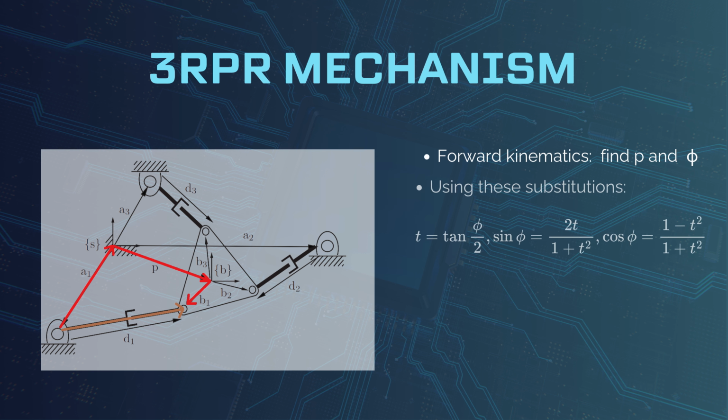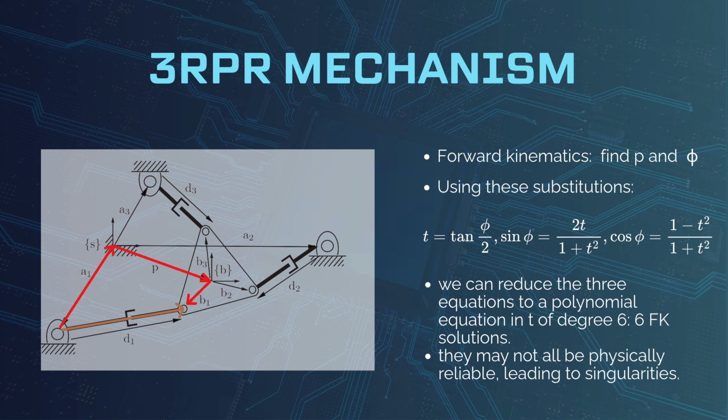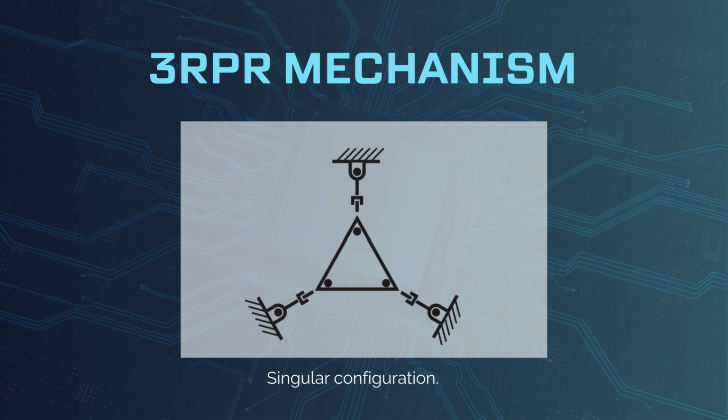However, we can use these substitutions to make things a little easier, where T is tan of phi over 2, and sine phi and cos phi are defined as shown. We can reduce the 3 equations to a polynomial equation in T of degree 6. So, this has 6 forward kinematic solutions, and they may not all be physically reliable, and singularities may arise. This is a singular configuration, because extending the legs from this symmetric configuration can cause the platform to rotate either clockwise or counterclockwise. We don't know that. Or it can even cause it to snap.